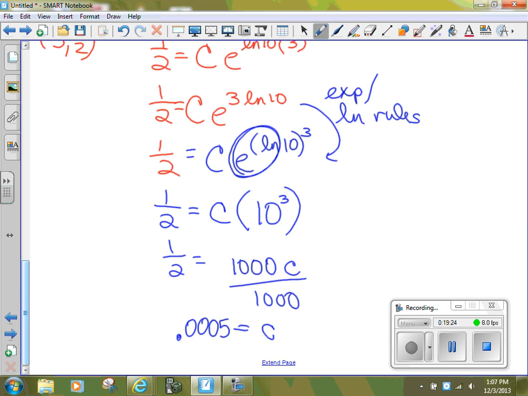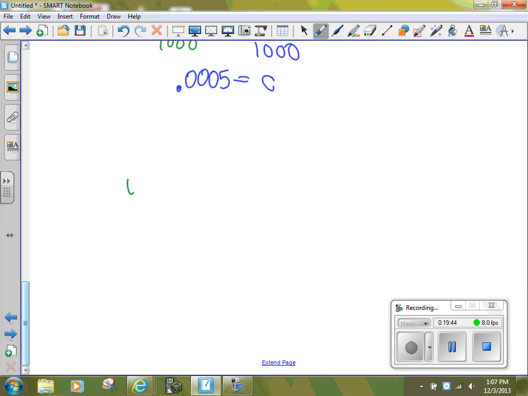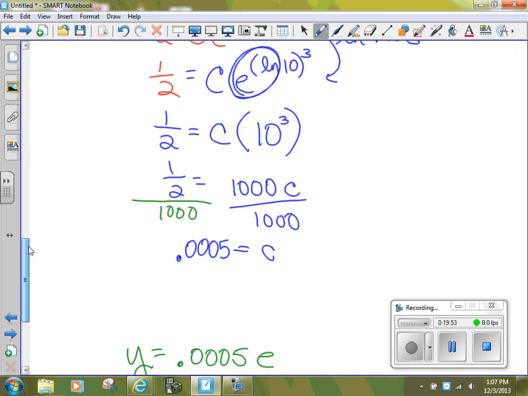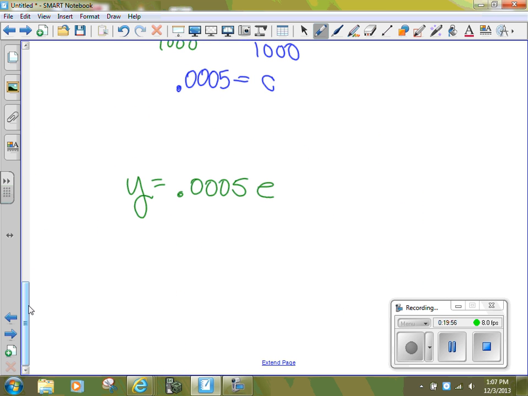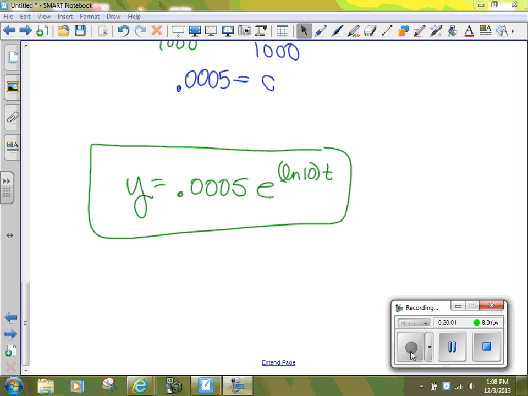On an AP exam, would the AP reader count it wrong if you left C as 1/2 divided by 1,000? No, because it's correct. Okay? Am I done yet? No, not yet. Now we've got to find that final equation. y is equal to, what's C? e, what's k? That right there's the answer, y'all.